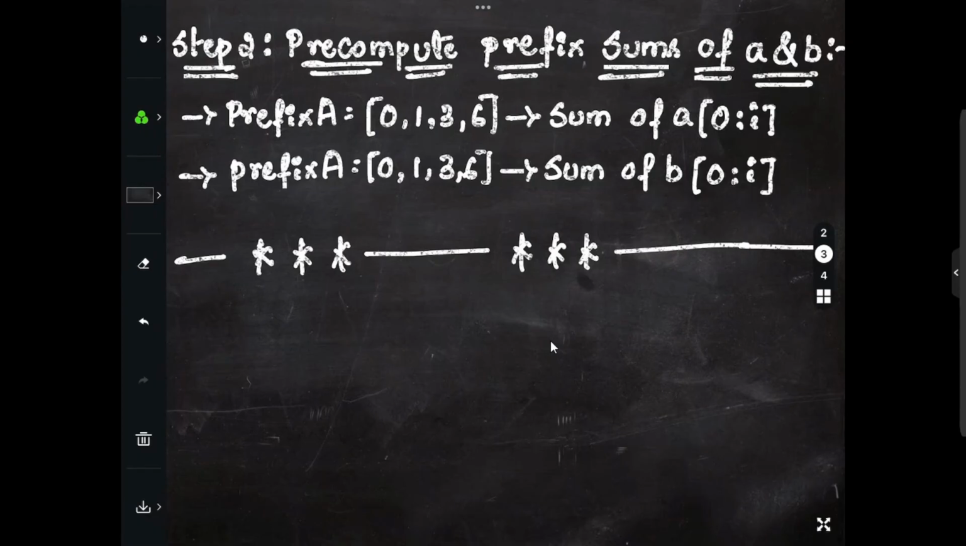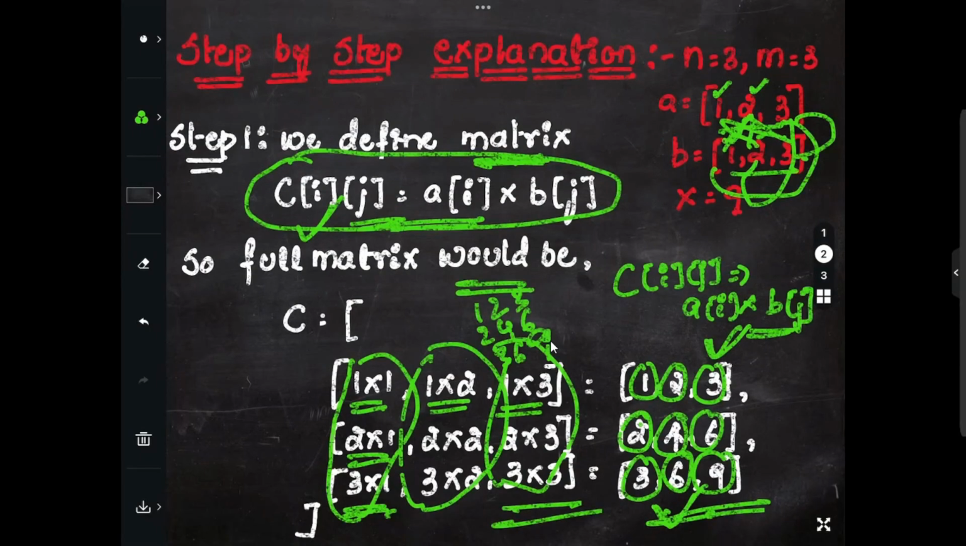The next part is we will pre-compute the prefix sums of A and B. Here we have prefix A, and this should be prefix B, not prefix A, sorry. So this has to be prefix B. Here we have 0 1 3 6, and 0 1 3 6. This is the sum of A and this is the sum of B.